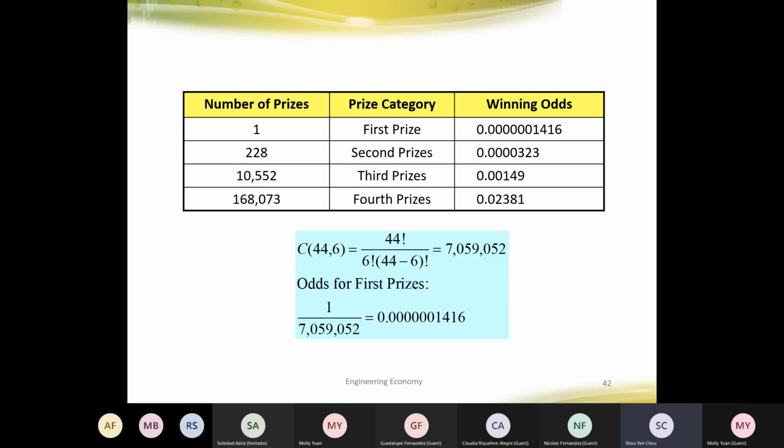So they did this computation. You have 44 numbers. If you get all 6 of them, what's the possibility? There are many combinations. Then what will be the odds? Then 1 divided by this many combinations. So this is your opportunity.